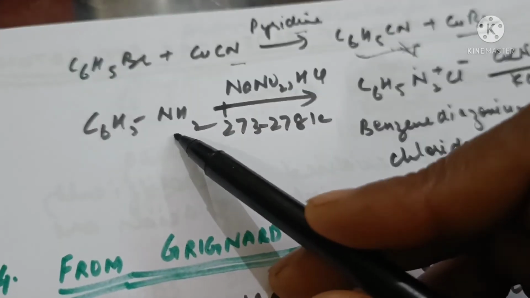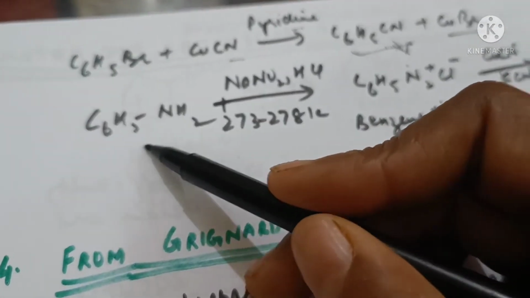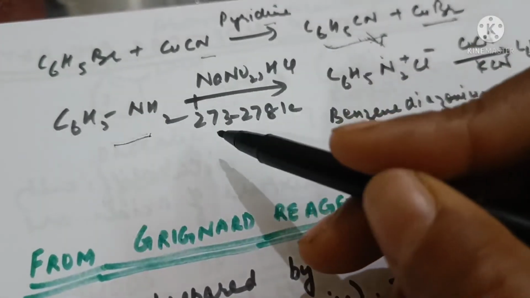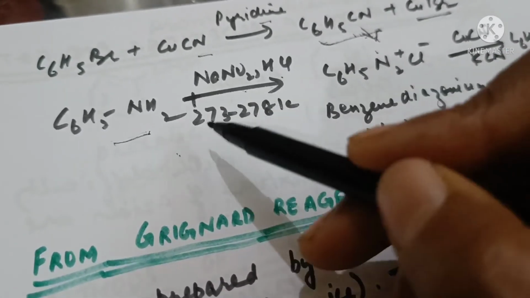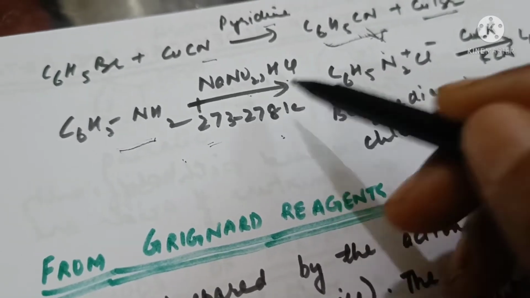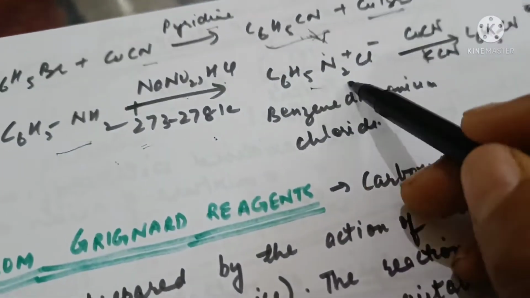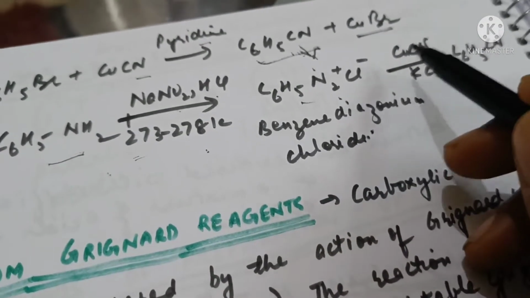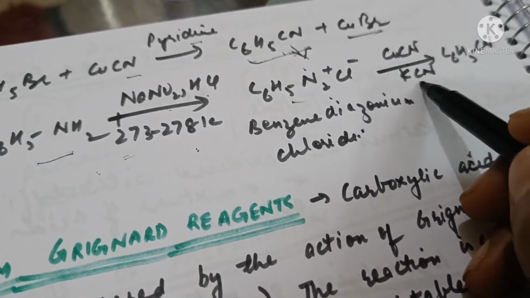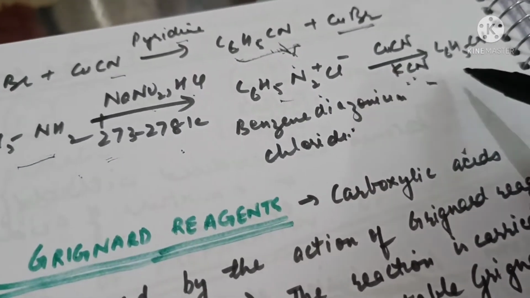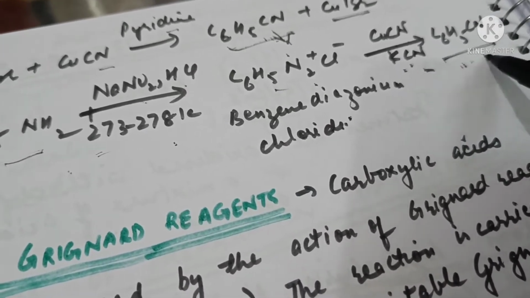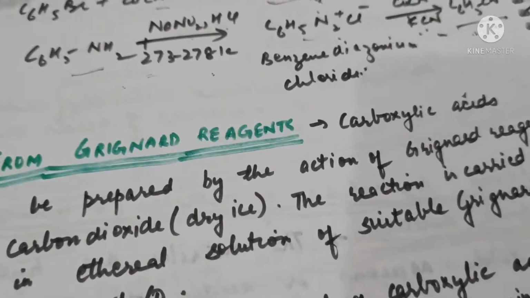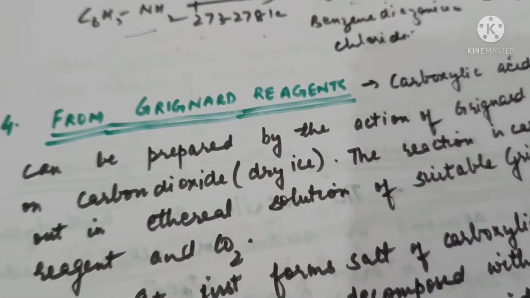Similarly, if we have to convert aniline to cyanide, we will treat it with a mixture of sodium nitrite and HCl at ice cold conditions to form benzene diazonium chloride. This benzene diazonium chloride, when treated with copper cyanide in presence of potassium cyanide, can produce the nitrile, benzonitrile, which can be hydrolyzed with alkali or acid.